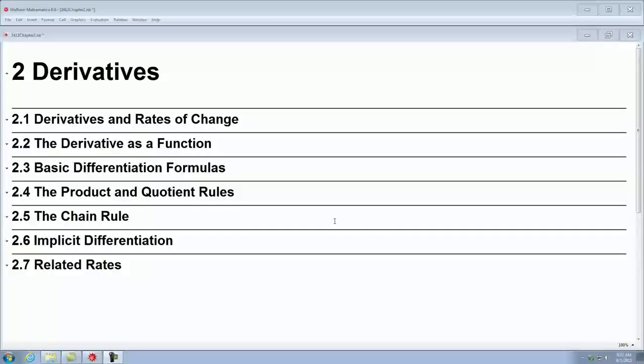Okay, we're going to go ahead and start chapter 2 now. Chapter 2 is entitled Derivatives, and our first section is Derivatives and Rates of Change. This is a pretty long section, so get ready.